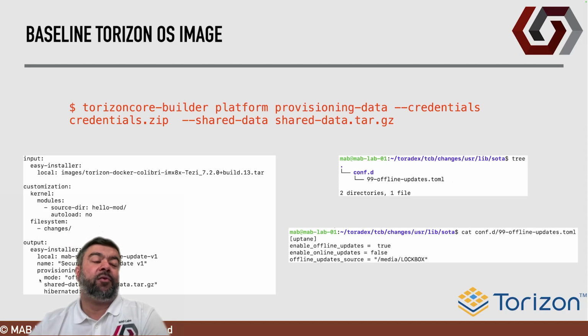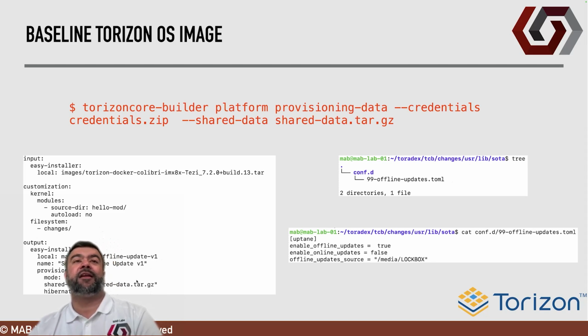And then finally, we want to create an image called secure offline update v1. We're going to have it provisioned for offline mode. And this is the shared data that we're going to embed in the device, so that it can validate images and metadata that we want in our Lockbox.